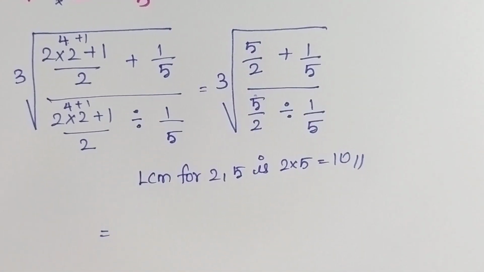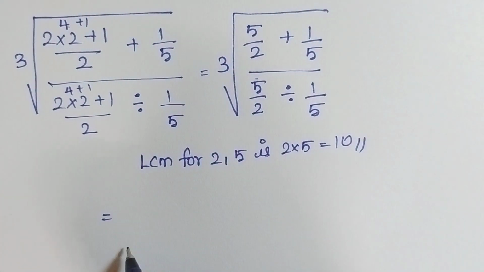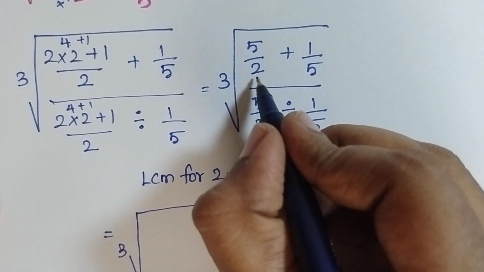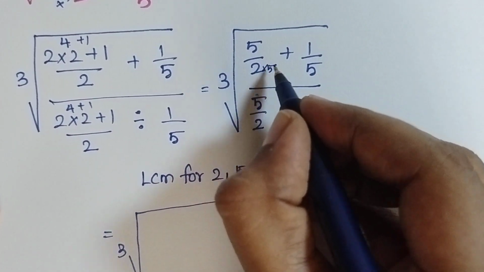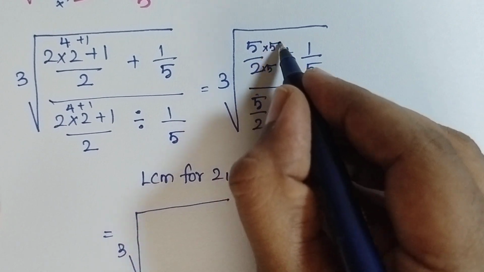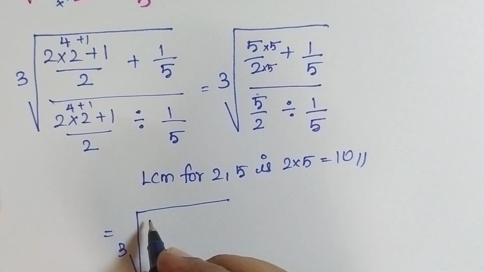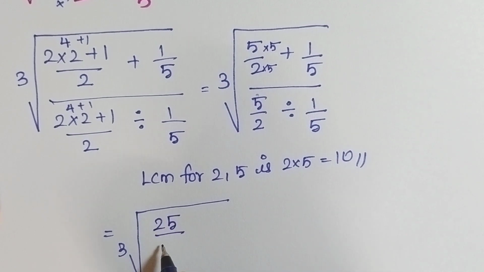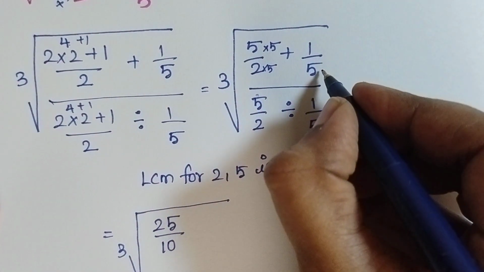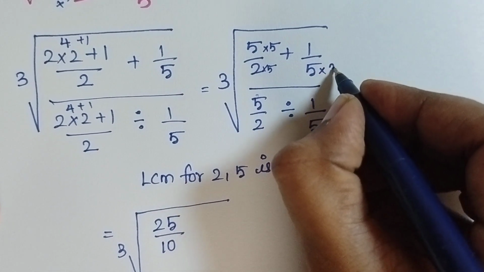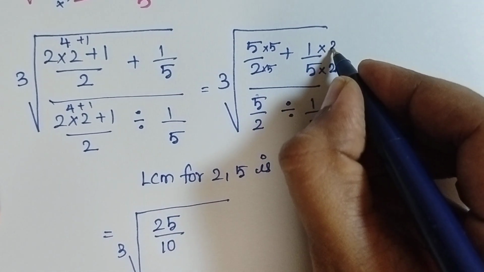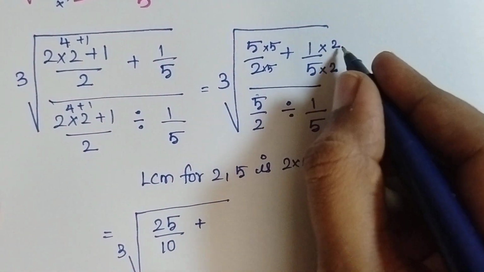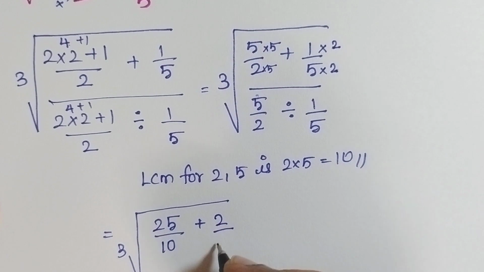So it is equal to, I'm going to write this with the cube root. In order to get 10 in the denominator, I need to multiply by 5, so I multiply 5 in the numerator and denominator. Therefore 5 into 5, 25, divided by 10. In order to get 10 in the denominator here, I need to multiply by 2, as well as multiply by 2 in the numerator. So plus 2 by 10.